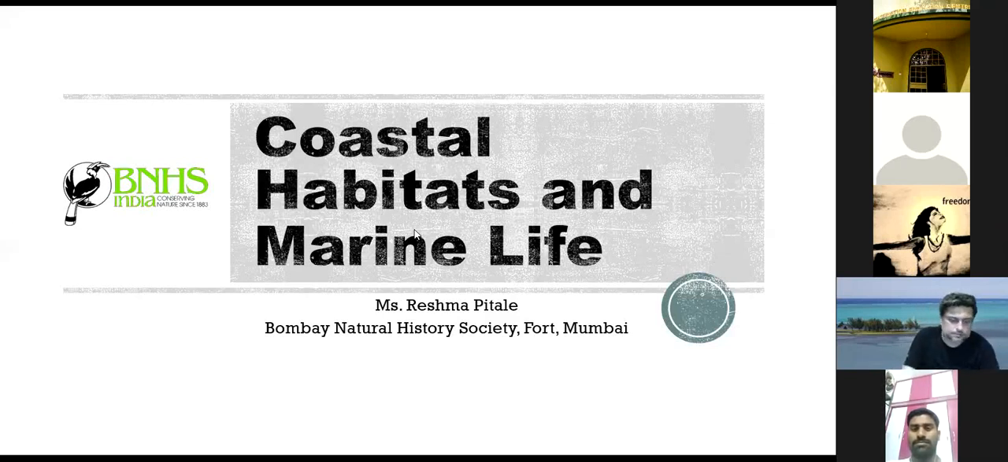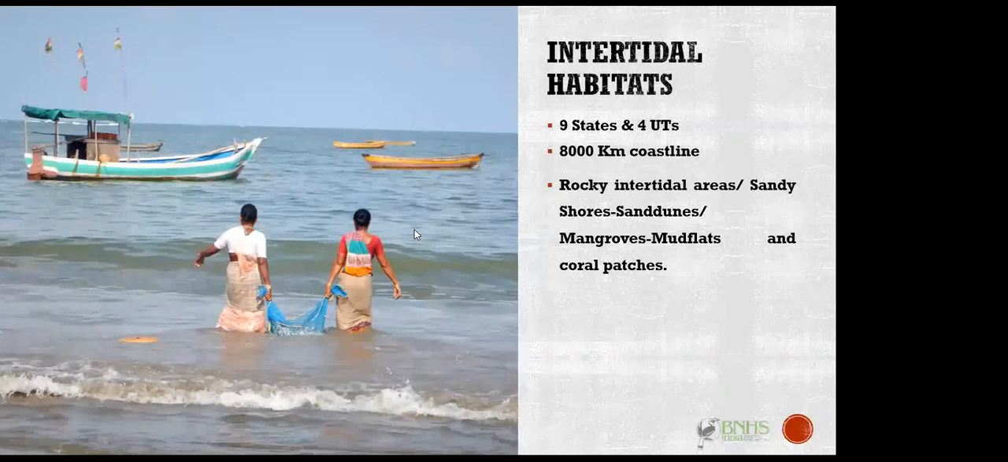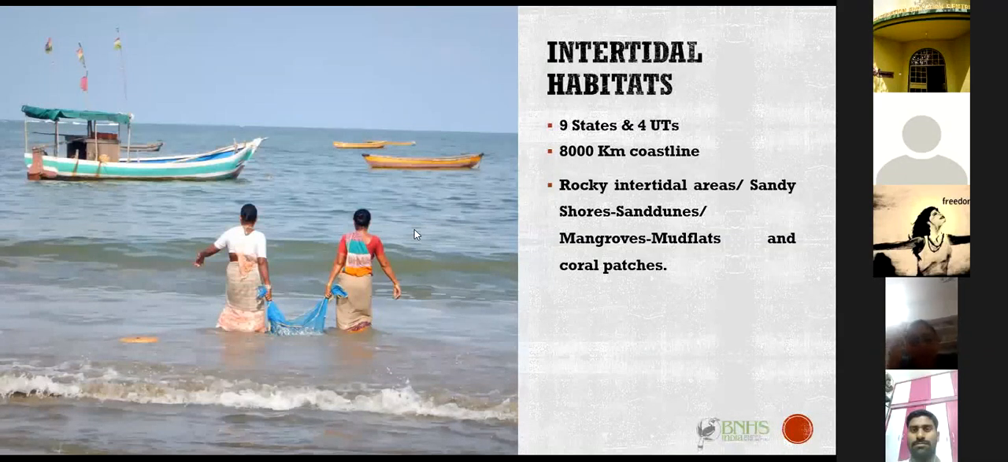So, intertidal habitats. Of course, we have 9 states and 4 union territories and a total of about 8,000 kilometers of coastline. The rocky intertidal areas, sandy shores, sand dunes, mangroves, mudflats, and we also have some coral patches along with these intertidal habitats. So basically, what is intertidal?